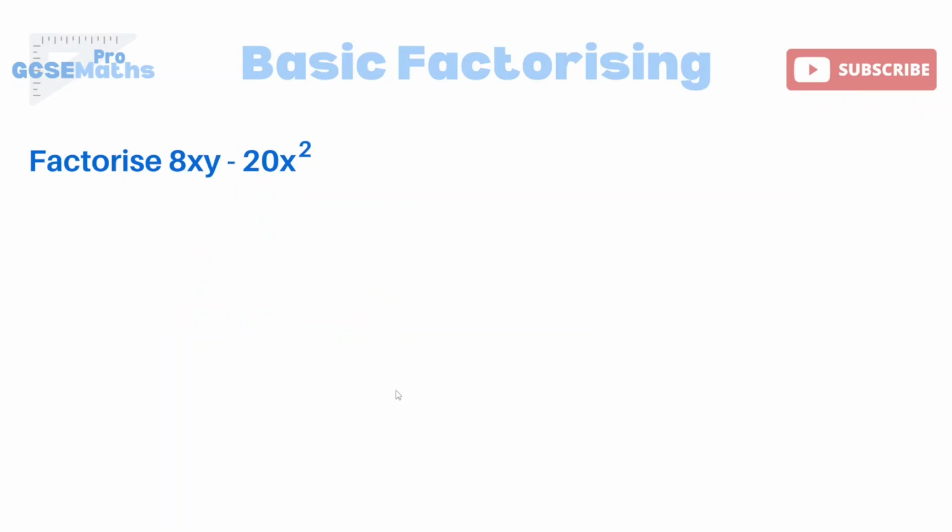Okay, very similar question here. So if you feel like you've got the hang of it, pause the video and give this one a go, and then check your answer afterwards. So again, I'm going to put single brackets. We're going to look for the highest common factor. I'm first going to look at the numbers. So highest common factor between 8 and 20. Well, that would be 4, wouldn't it?